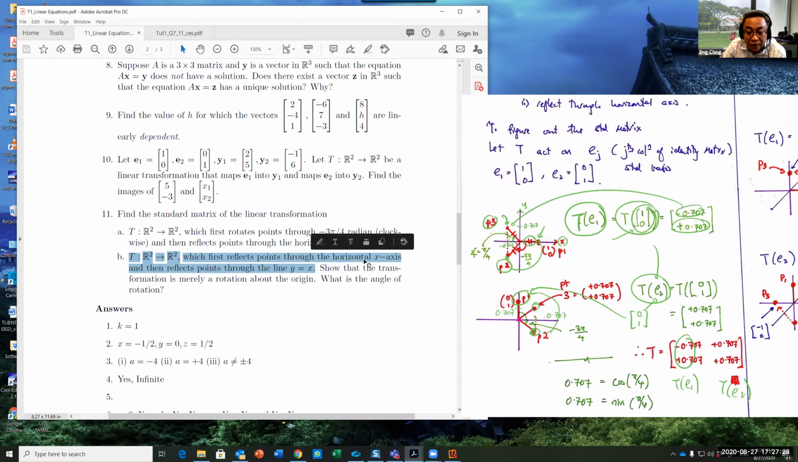It reflects across the horizontal axis. That was easy. But it reflects through the line y equals x. So the problem I had was this. Let's play with this again.